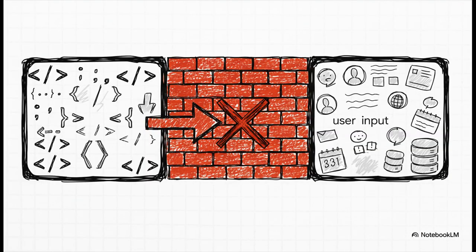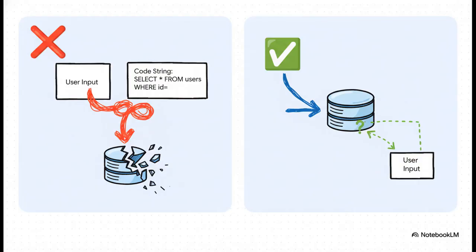The whole defense strategy is built on one core idea, one golden rule. You have to separate your code from your data. That's it. Whatever a user types in is data, period. It should never, ever be allowed to become part of the command itself. And you know what? The fix is actually pretty simple.